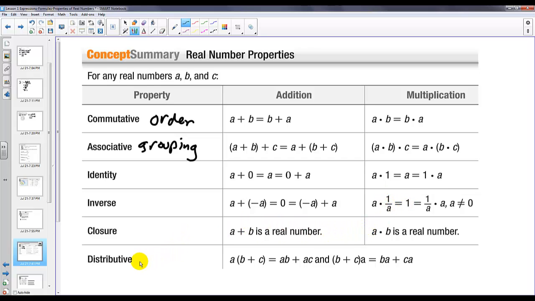The other commonly used term, closure, is not used a whole lot, but distributive basically talks about taking a number, multiplying it by the sum of two numbers, and thus getting the product of that number and each of the two numbers added together.